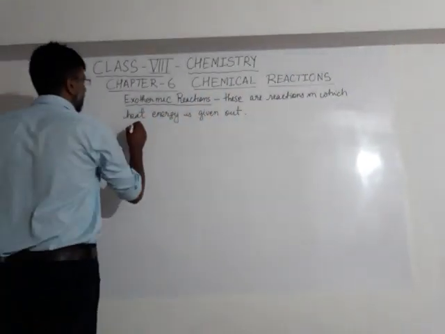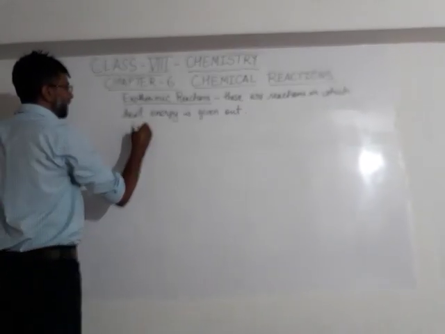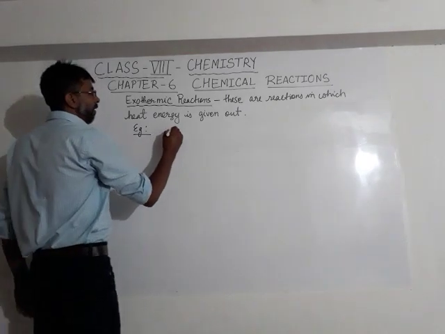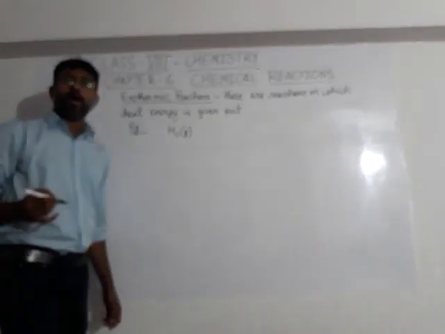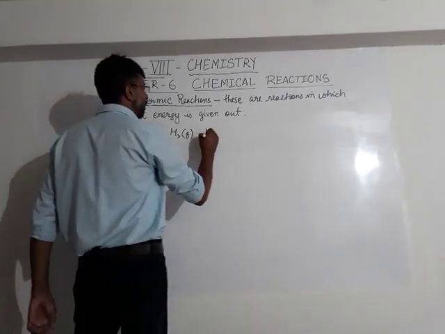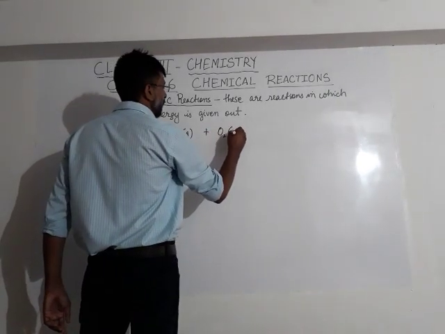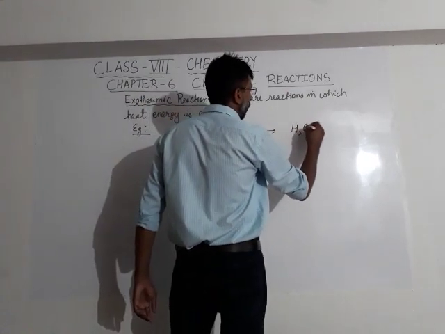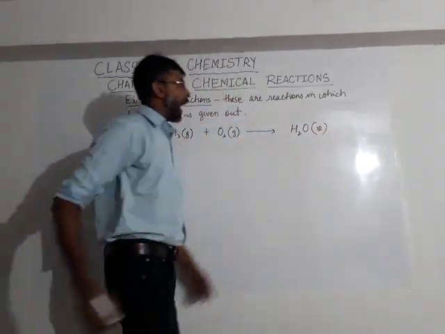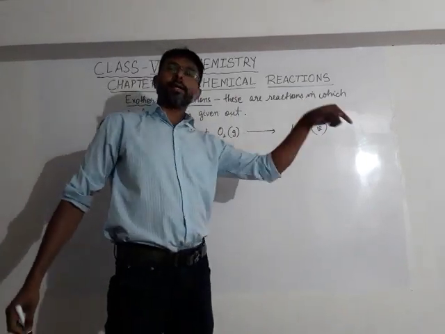Let me give you some examples. The first example over here will be for the reaction between hydrogen gas. If I allow hydrogen gas to combine with oxygen gas, then I will get water vapor. This is a vapor. I must condense this vapor and get it in the liquid form.